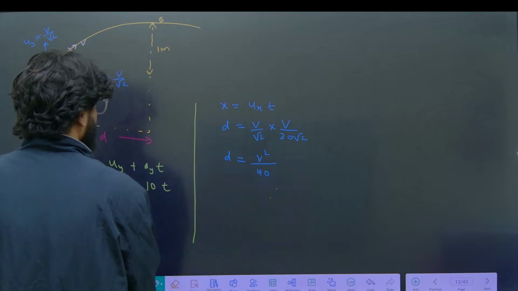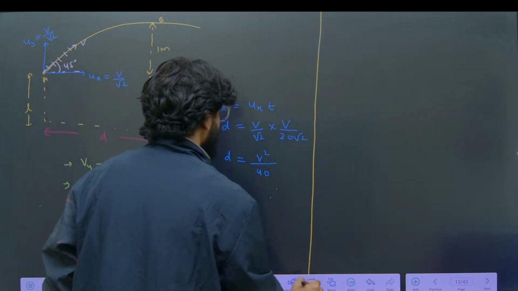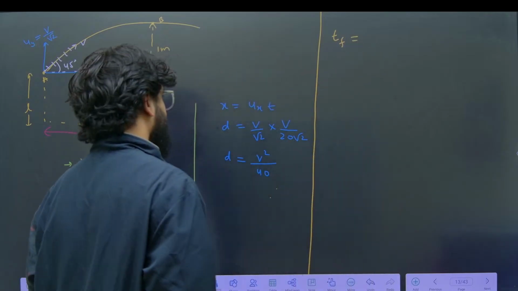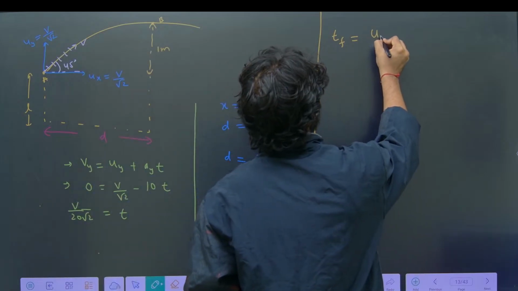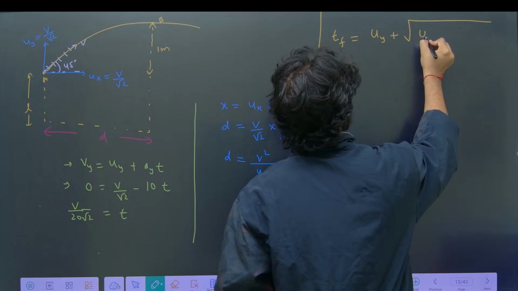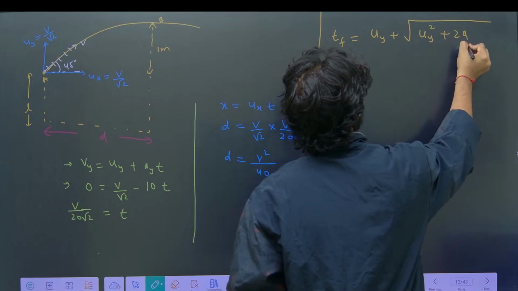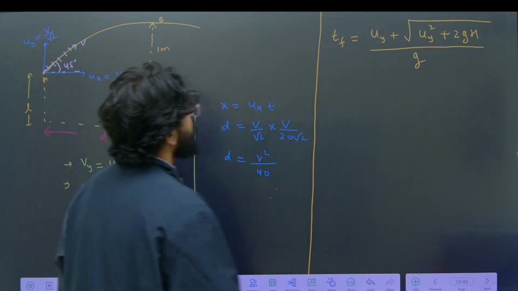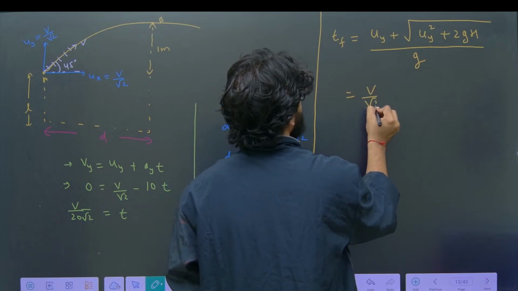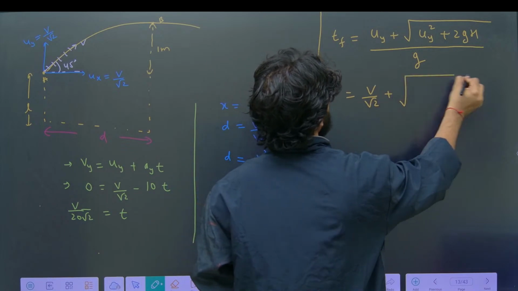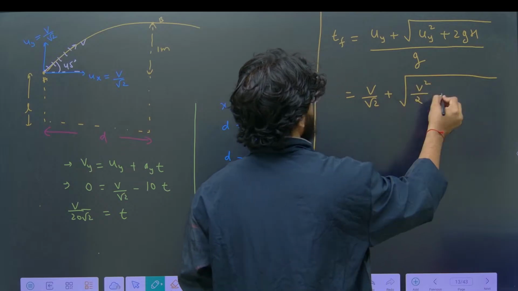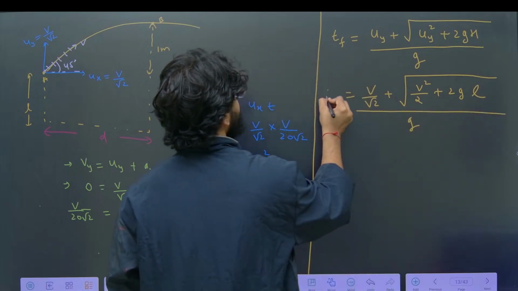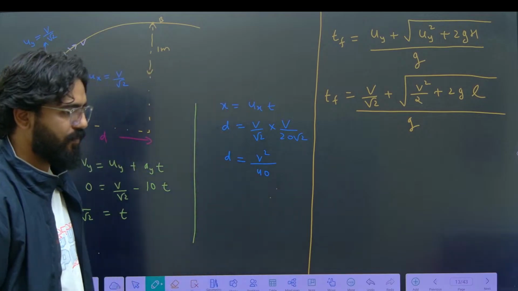Finally, if we want to calculate the total time of flight, that we know, it will be uy plus under root uy square plus 2gh, upon g. So uy is v by root 2, and uy square will be v square upon 2, plus 2gL, divided by g. That is the entire time of flight.